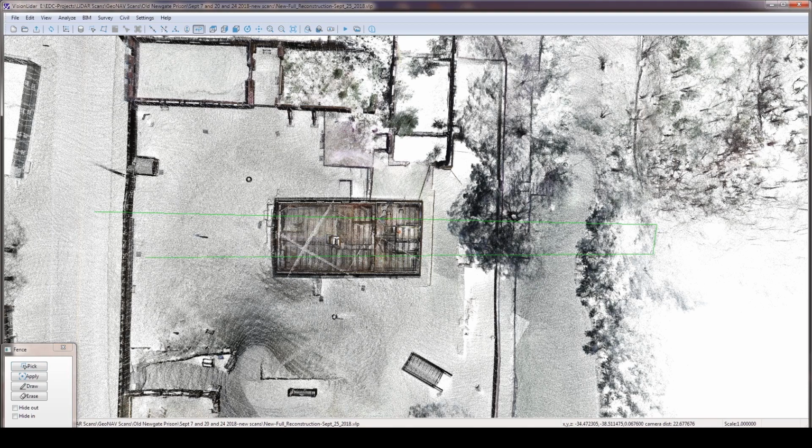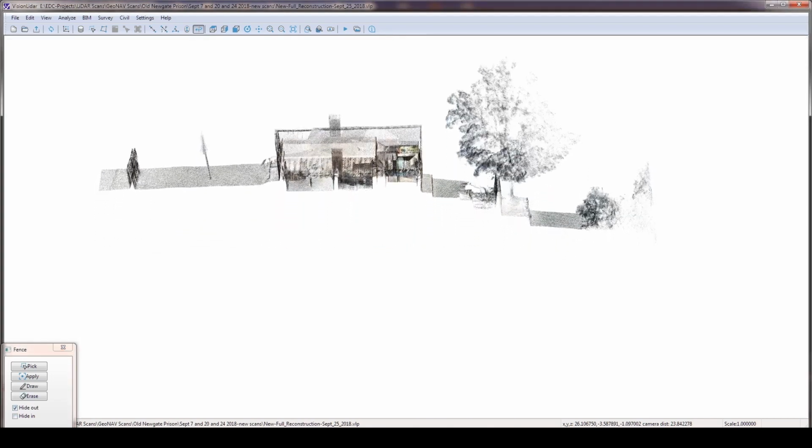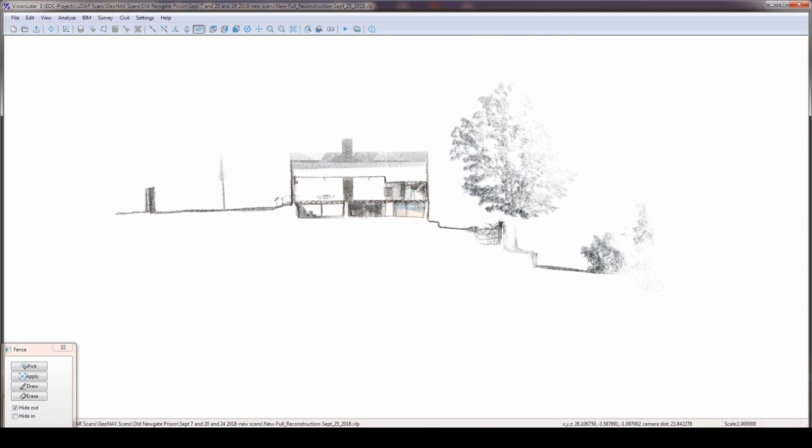So here's a cross section from the road through the prison walls, through the prison building, beyond the wall to the right-hand side there and down the terrain. I look at the cross-section, you just can't beat it. It's fantastic.